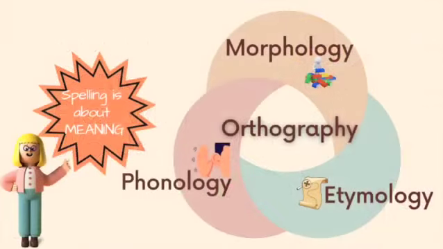We're going to start again today with a reminder that spelling is all about meaning, and we spell words the way that we do in order to communicate meaning as we read. Orthography is made of morphology, which is the building blocks in how words work, the phonology, or the sounds, those grapheme-phoneme correspondences, and the etymology, which is the story or the history of the spelling of the word.